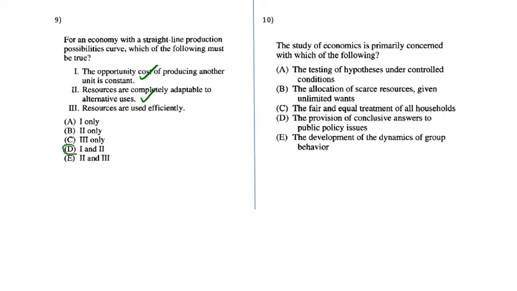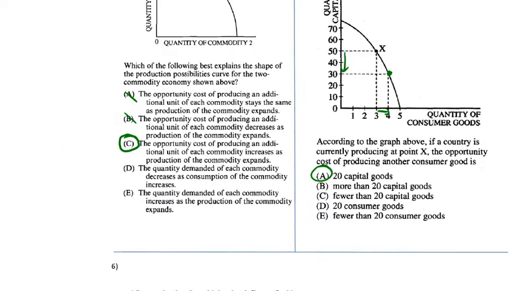And number 10, the allocation. This really economics studies how to allocate scarce resources given unlimited wants. People want everything, but we don't have enough of everything for everybody. That's what economics is the study of. All right, back to number 4.